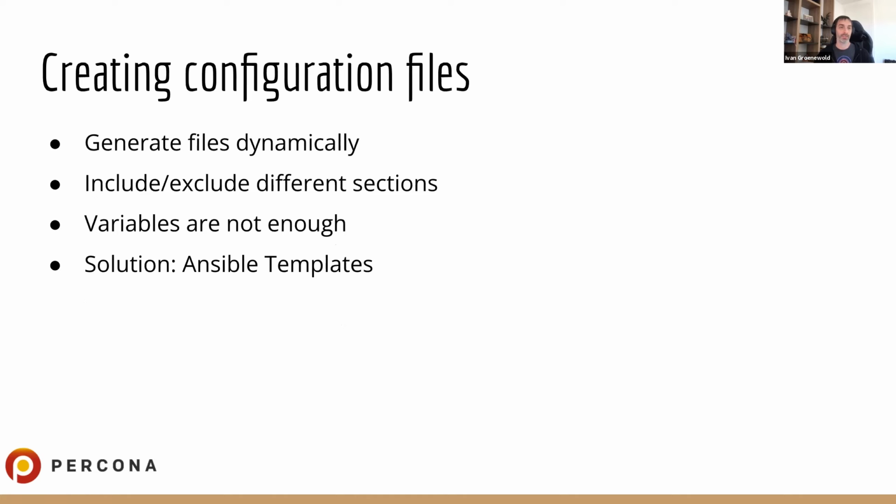For configuration files, we ideally want to generate them dynamically. We want to be able to include or exclude specific sections depending on what kind of cluster we want. We could want a cluster with a key file authentication, or maybe there's another cluster that needs certificates instead. And of course, there are other different conditional things. So basically, variables are not enough in this case. We want to use Ansible templates, which is the solution to create dynamic content with Ansible.